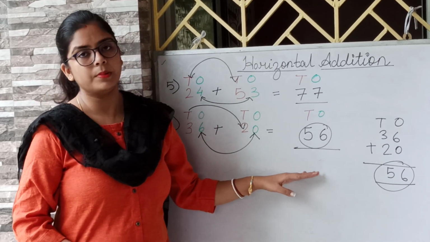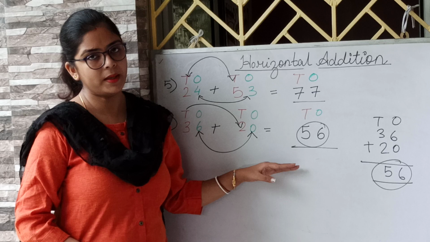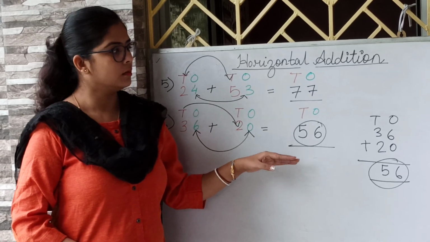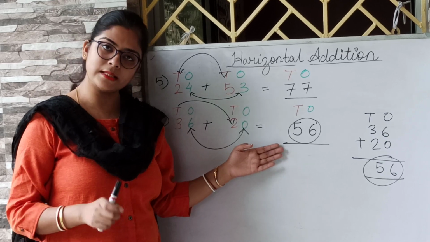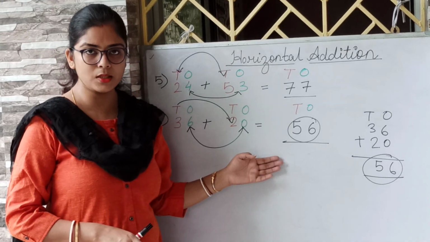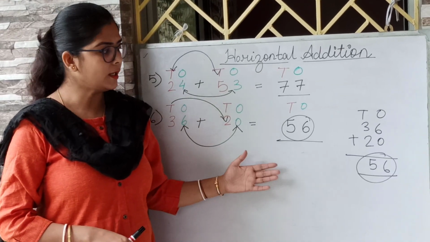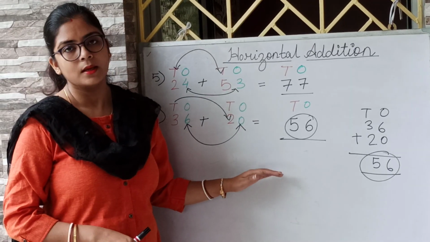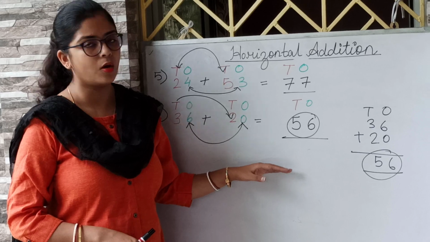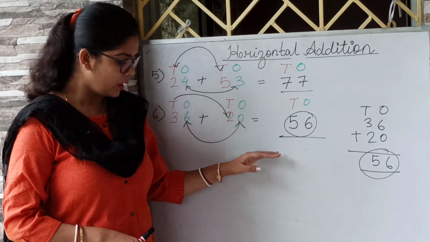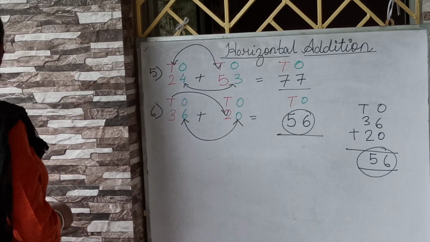These 6 examples you will do in your maths copy as CW, and I am now giving you the homework. Write down the homework in the same copy and do it. Understood? And if you are getting any problem solving this, please write your problem in the comment box so I can answer or solve your problems. Okay? Now I am giving the homework.